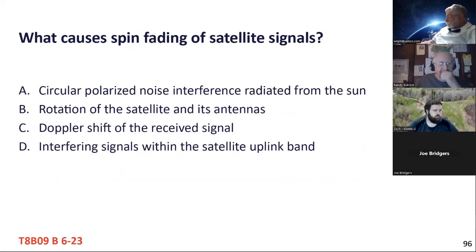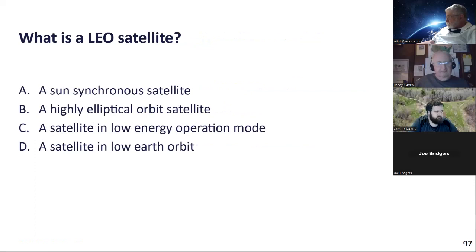What causes spin fading of a satellite signal? And that is the rotation of the satellite and the satellite's antennas. So that would be B. What is a LEO satellite? D, low Earth orbit.